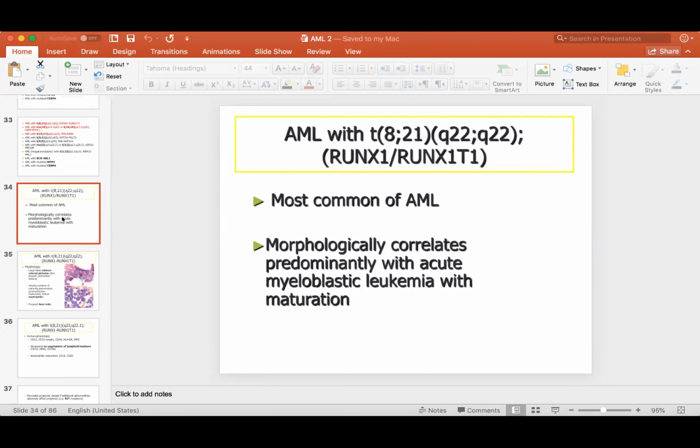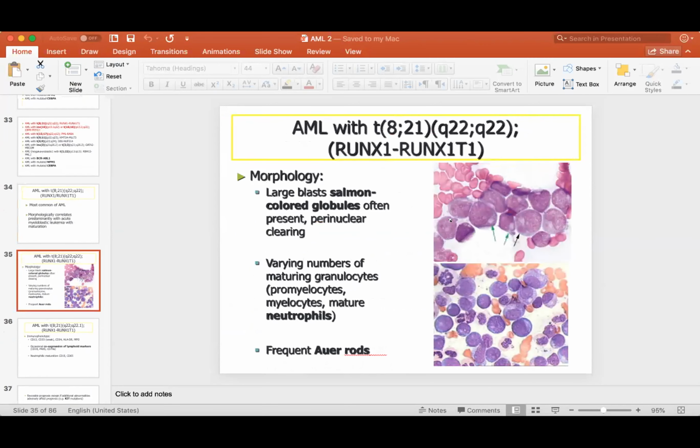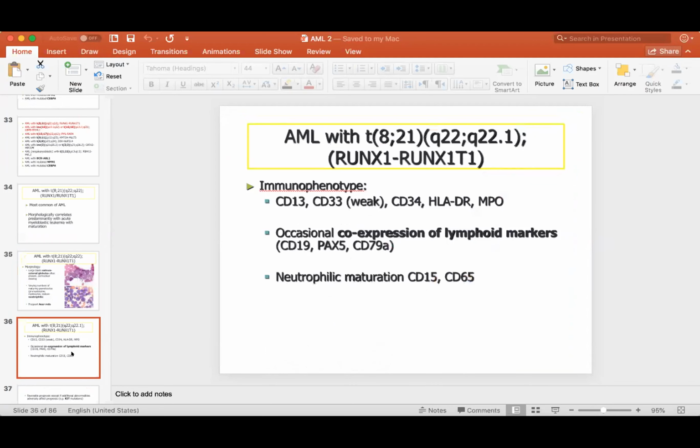Again, for the translocation 821, you have a neutrophilic maturation. They're also characterized by perinuclear clearing and salmon-colored globules. They have a lot of neutrophils because they have maturation, and they frequently have Auer rods as well. When you do markers for these leukemias, they are positive for the myeloid markers 13, 33, 34, HLA-DR, and myeloperoxidase.